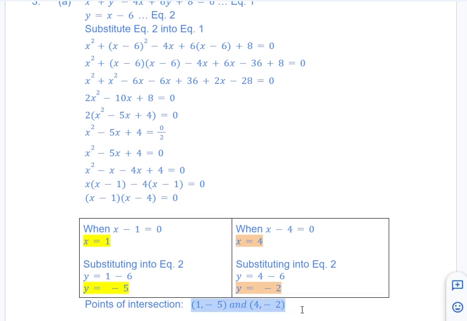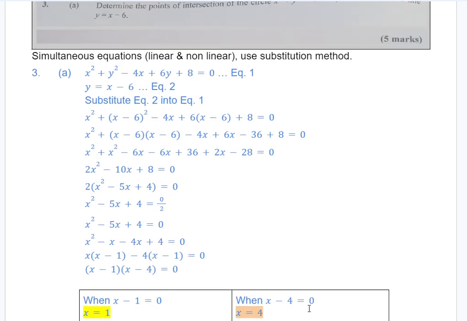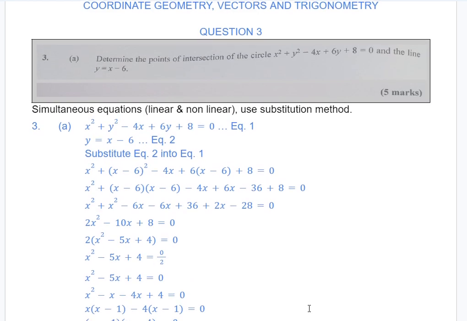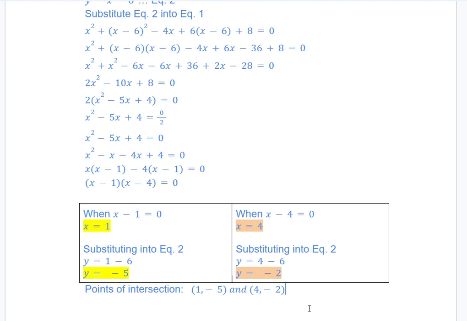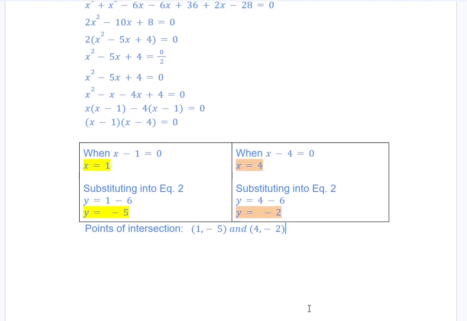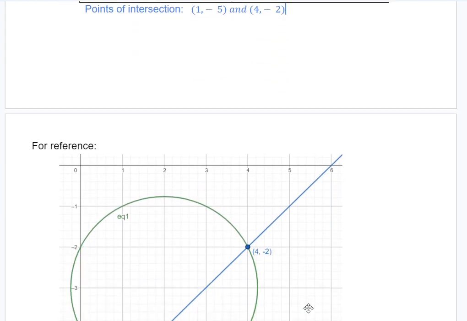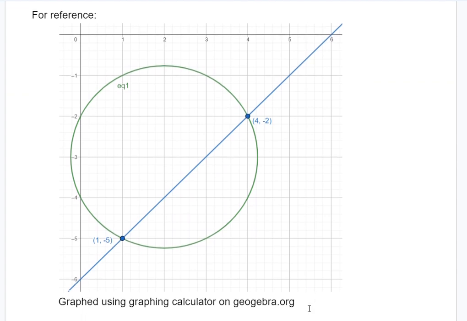So those are the points of intersection, which is what they asked: determine the points of intersection. For reference, I also used the graphing calculator just to verify that those are indeed the points of intersection. There's the circle and the straight line, and the points of intersection are (1, negative 5) and (4, negative 2).